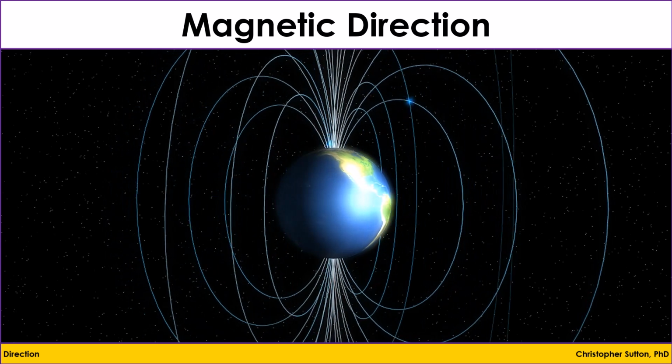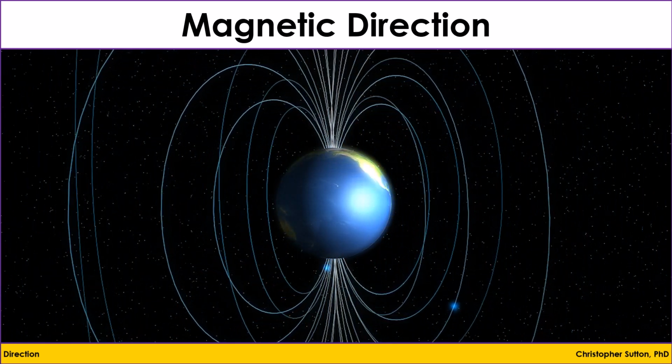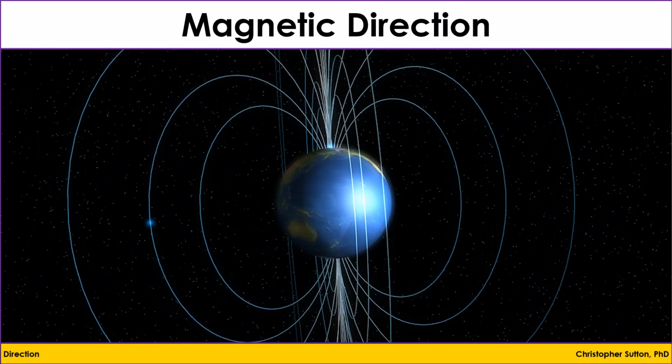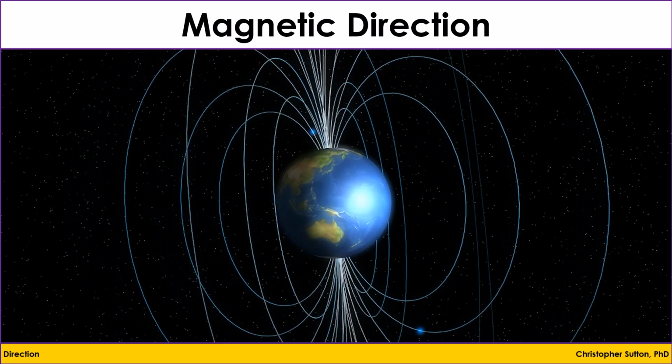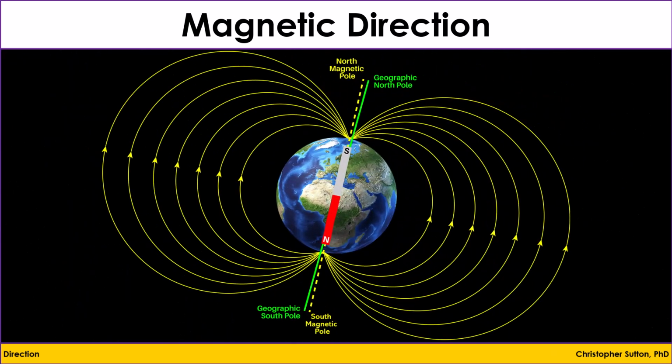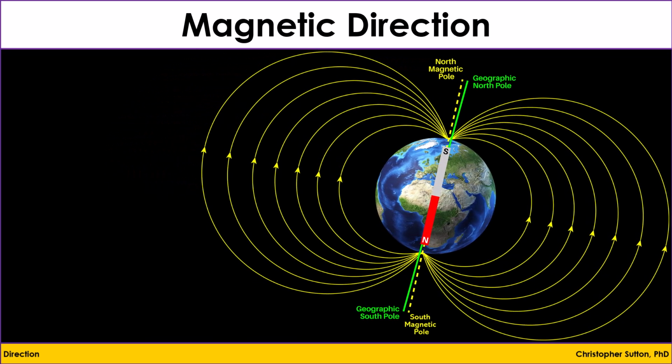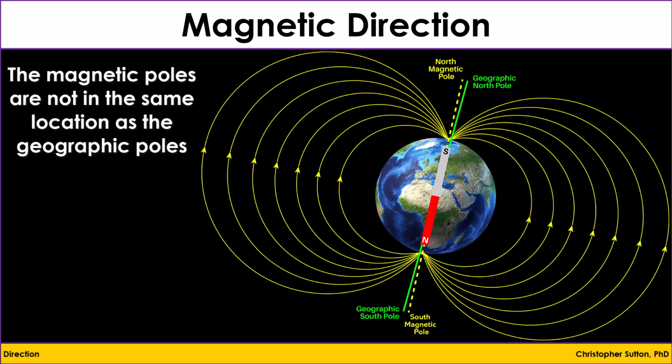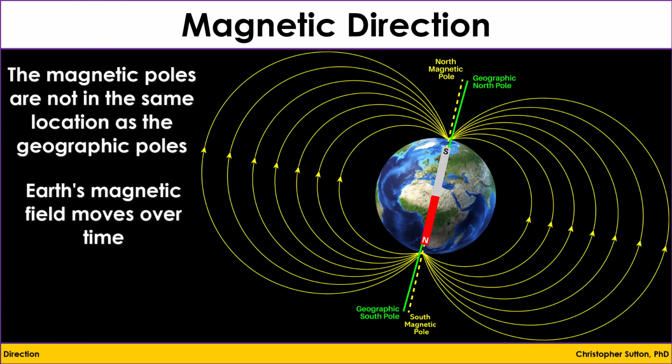The magnetic poles are the points on Earth's surface where the planet's magnetic fields converge. Earth's magnetic field is not aligned perfectly with Earth's rotational axis. Thus, the magnetic poles are not in the same location as the geographic poles. Earth's magnetic field moves over time. As a matter of fact, over long periods of time, the magnetic field can flip.